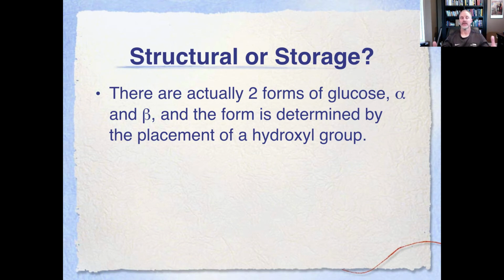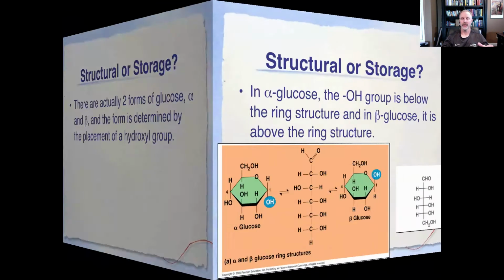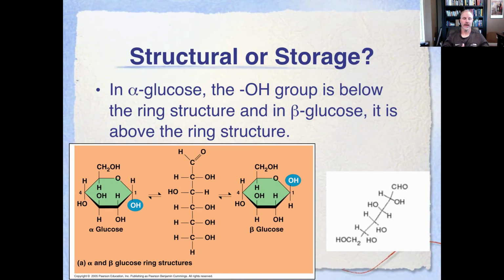And it's all determined by the placement of that hydroxyl group. Okay, so if it's below the plane, you look on the left there, that would be alpha glucose. If you look on the right, where the hydroxyl on the number 1 carbon is above the plane, that's where you've got beta glucose.